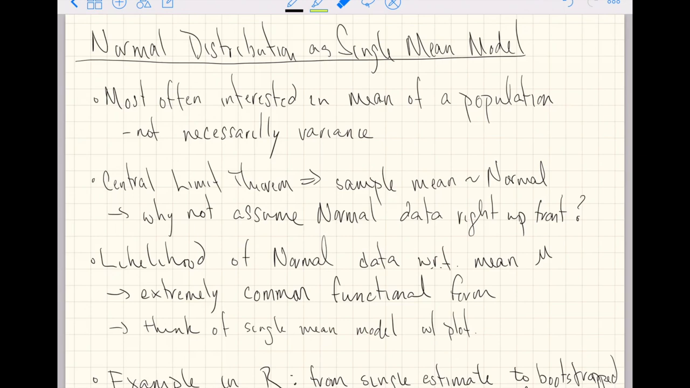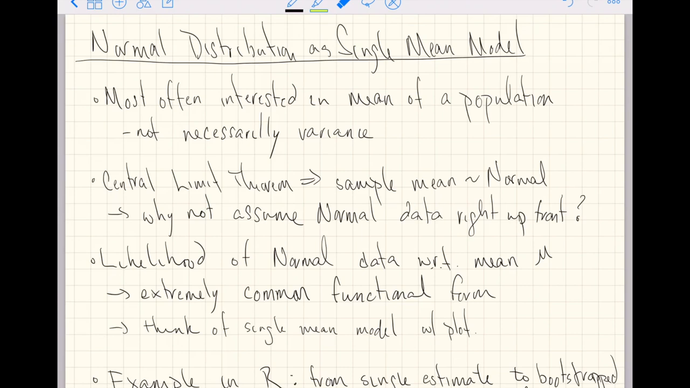So, I'm going to begin this presentation by reminding us what the likelihood of normal data looks like with respect to the mean, mu. It turns out it's an extremely common functional form, as I was saying, because this is the most common way people approach statistical modeling. So I'll highlight that functional form that you'll probably see if you ever take any kind of machine learning or artificial intelligence course.